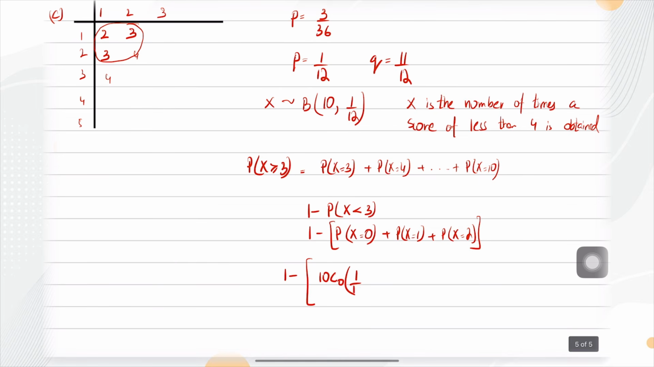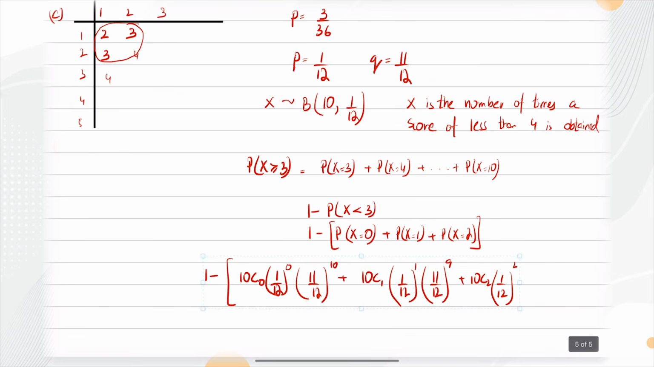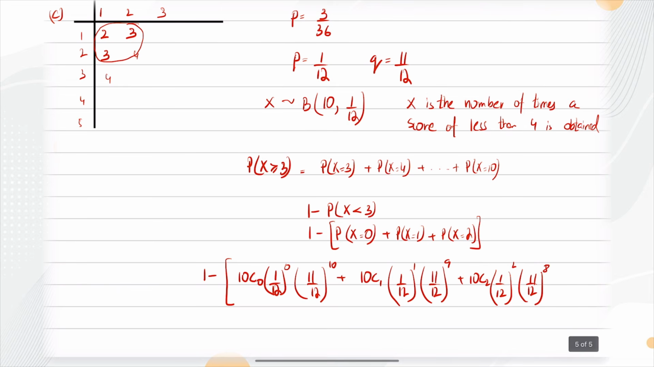So 10C0, 1 upon 12 to the power of 0, 11 upon 12 to the power of 10, plus 10C1, 1 upon 12 to the power of 1, 11 upon 12 to the power of 9, and then finally 10C2, 1 upon 12 to the power of 2, and I've run out of space, so let's drag this here, 11 upon 12 to the power of 8. Okay. Now if you work this out, just to save some time, I'll write down the final answer. It is going to be 0.445.